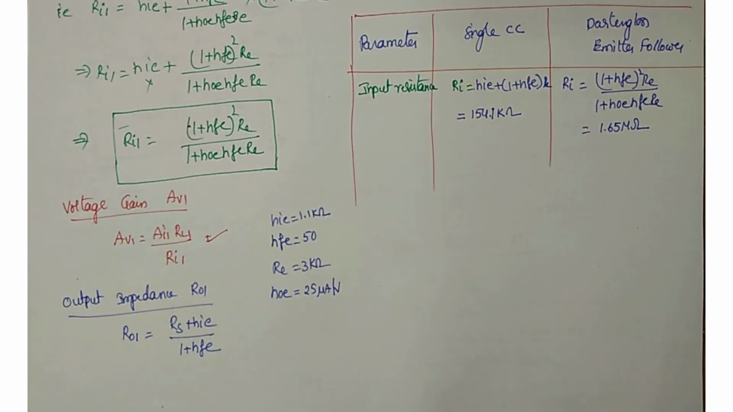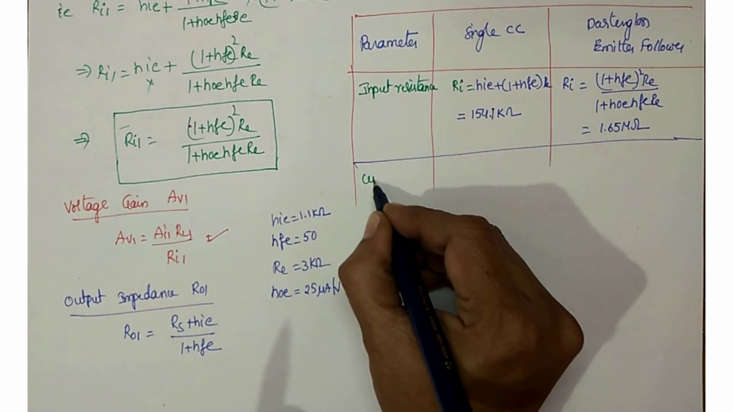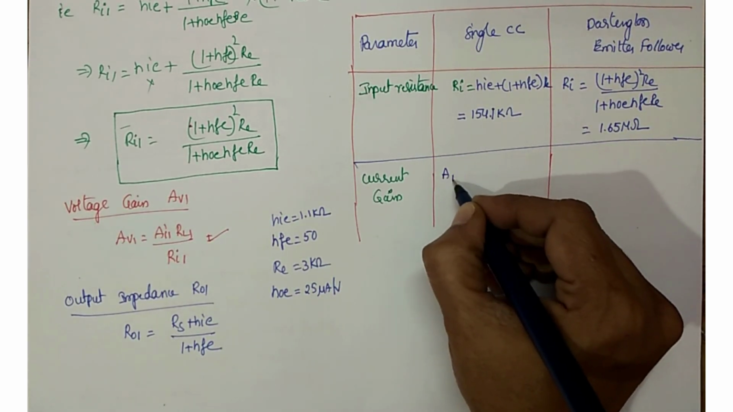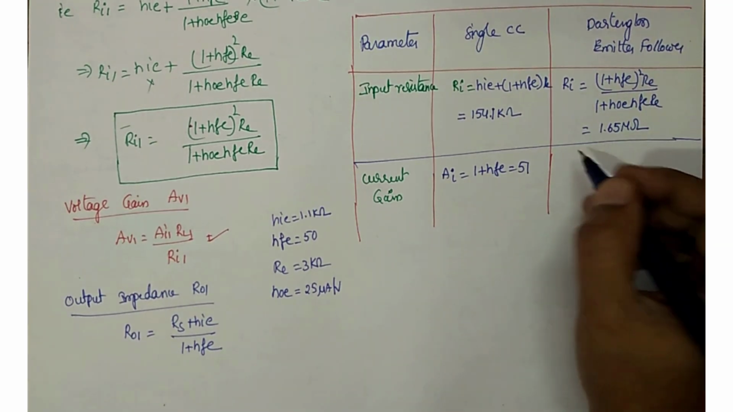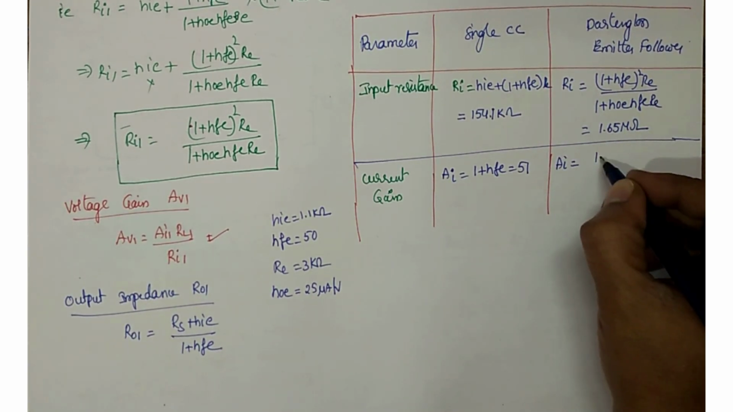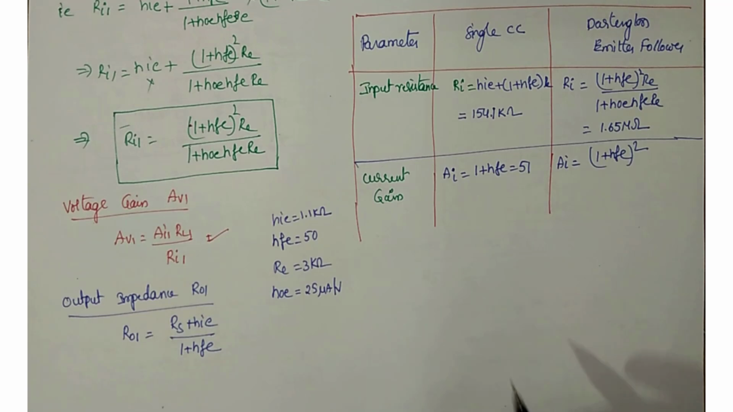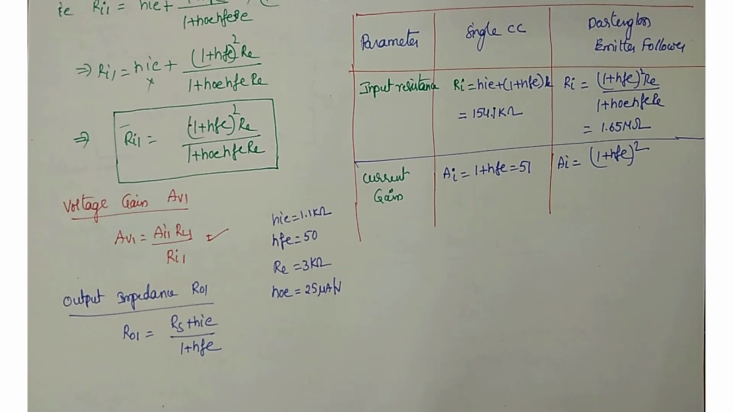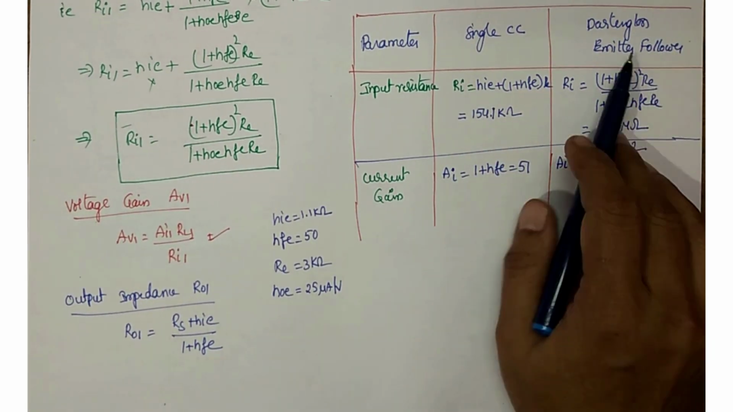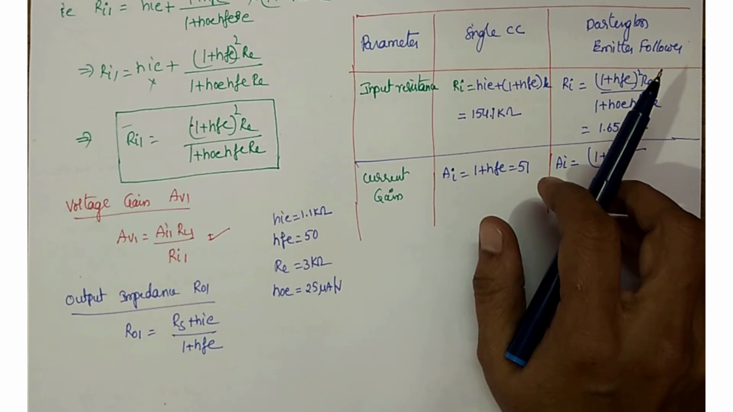Then I'll move to the current gain. So what is AI? Here it is 1 plus HFE, meaning 51. Here I forgot to tell you one point. I mentioned this since it is a CE cascade amplifier. So this is for single CC. For the overall Darlington emitter follower, what is the input impedance? Input impedance of the first stage. What is the output impedance? Output impedance of the second stage.